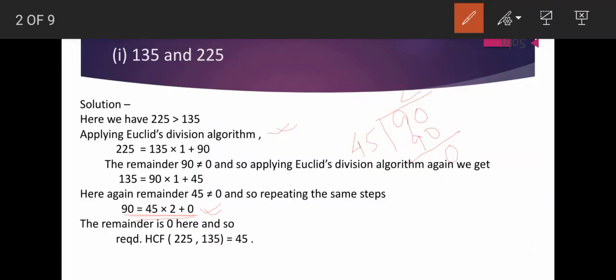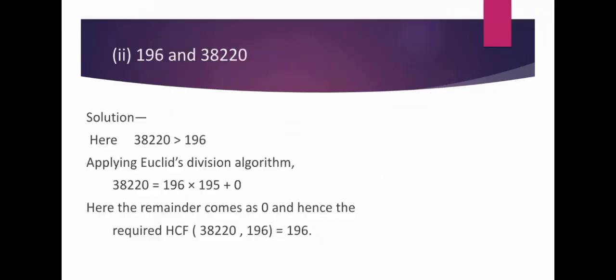Now the special thing here is what? The divisor of this final step, where we are getting a 0 remainder, will be acting as the HCF. So the required HCF of 225 and 135 is 45, and this is the required answer. Moving on to the next question of question number 1.